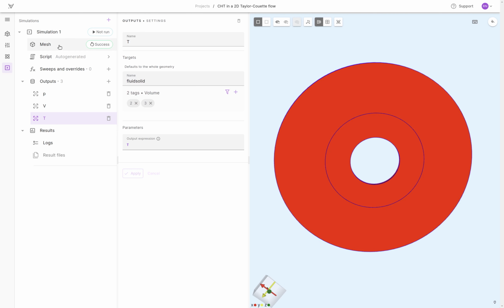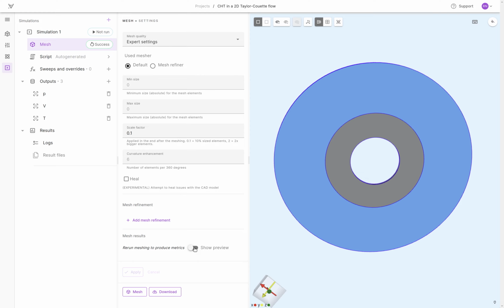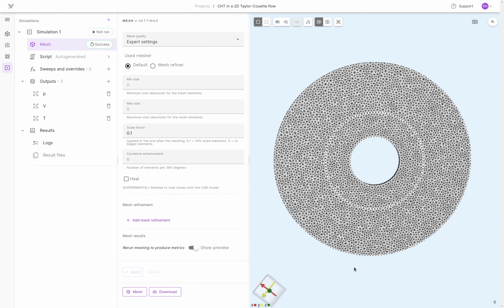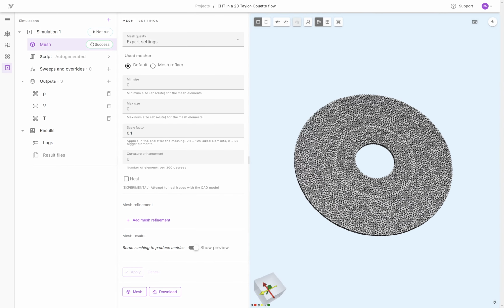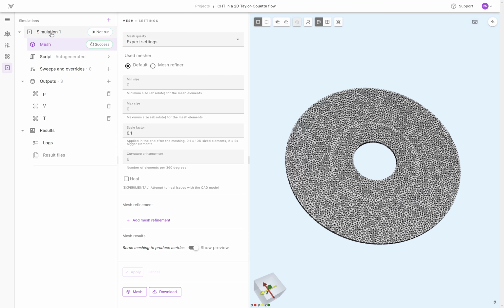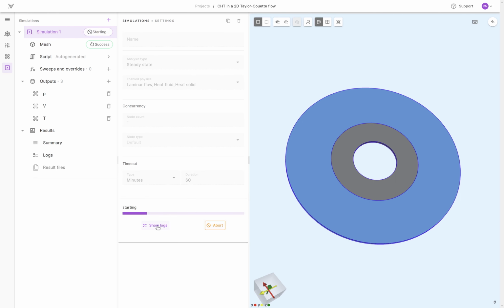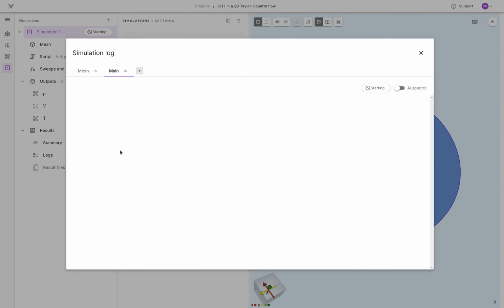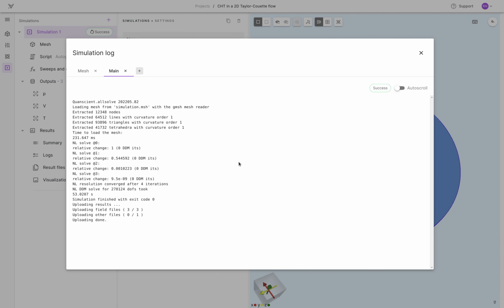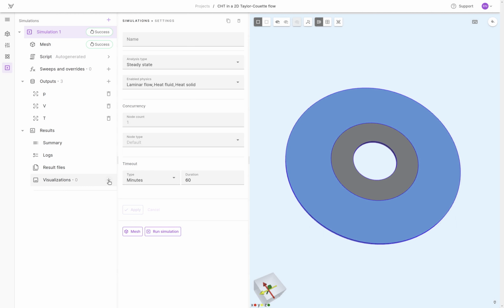We see that the meshing is completed. We can preview the mesh to see how it looks. Now we can run the simulation. In the logs, we can see the progress of the simulation. We see that the simulation is completed. We can now proceed to the visualization.